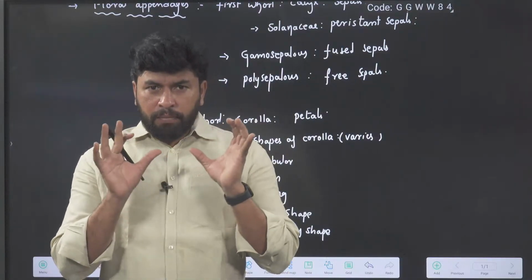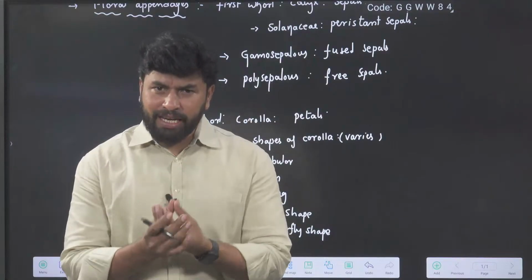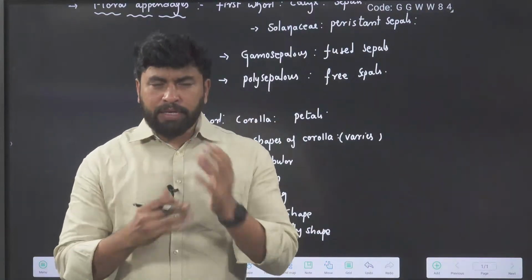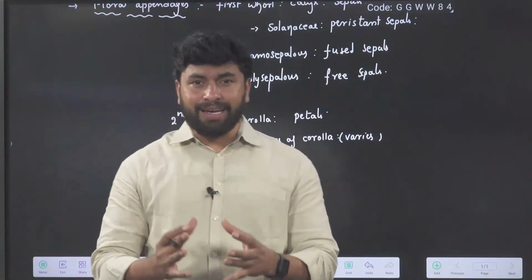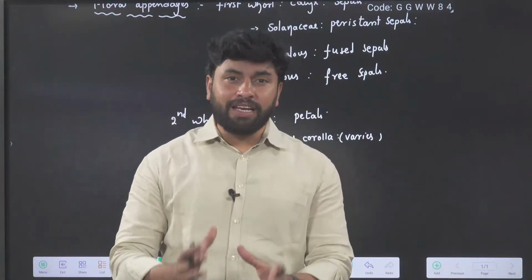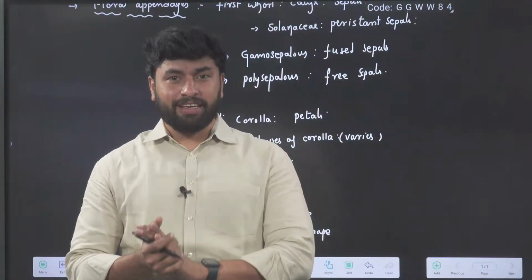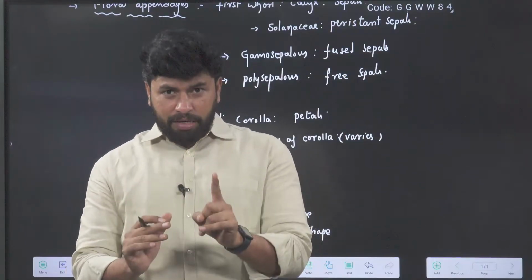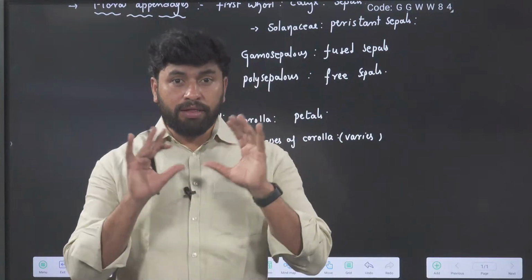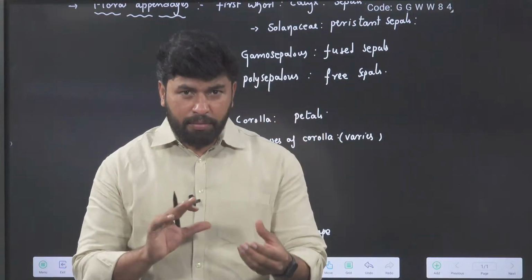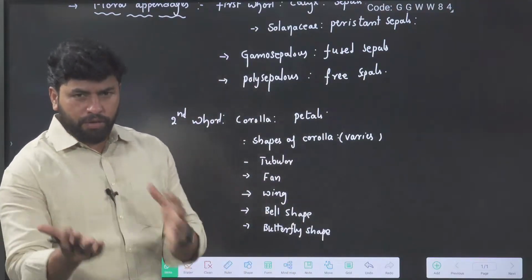Corolla, all petals together. Sometimes they arrange like a tube, sometimes like a butterfly shape, sometimes like a bell, sometimes like a funnel, sometimes like a wing. Like that, a variety of shapes are there. Are you catching? It's not about one petal I am talking about. I am talking about all the petals together. The name is corolla. Corolla shape varies from flower to flower.